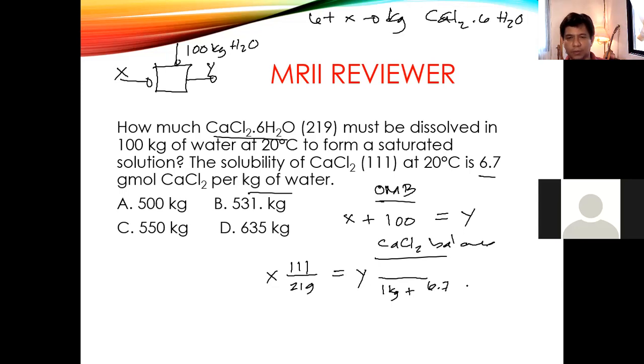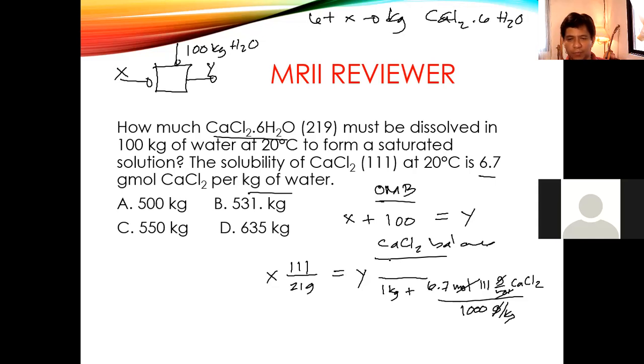Do you agree? So 6.7, this is gram mole, times 111, this is grams per mole of calcium chloride. This is grams, di ba? Magiging grams yan, so kailangan nyo siyang i-convert sa kilogram. So, divided by 1,000. So, this is grams per kilogram. Notice that we're going to cancel grams. Kilogram na lang yung matitira. So, this is kilogram plus kilogram. Ito yung total weight ng solution. Kailangan siyang maging calcium chloride.